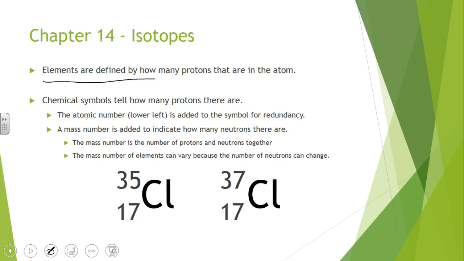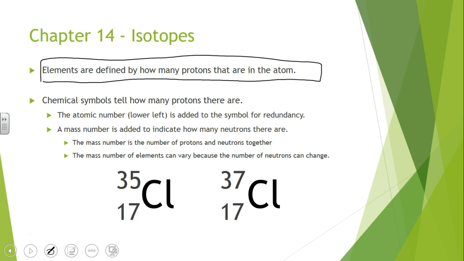Remember that elements are defined by how many protons are in the atom. Okay? So if elements are defined by the number of protons in the atom, I can talk about an element that has 5 protons, and I can look at a periodic table and get that it's boron. Okay? I go to atomic number 5.